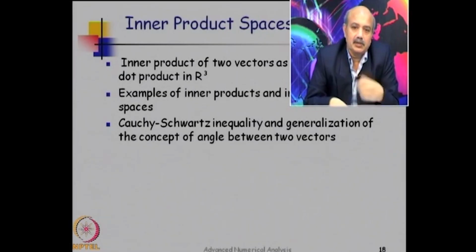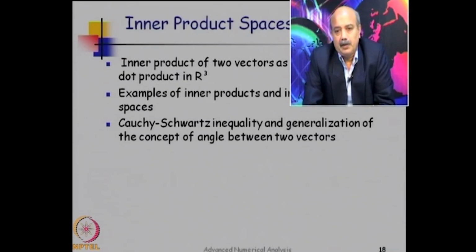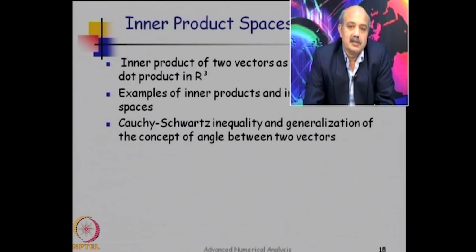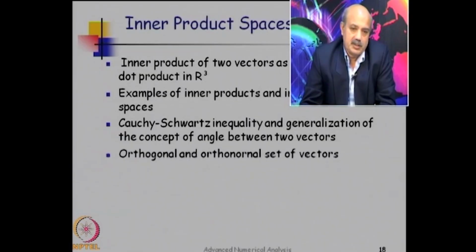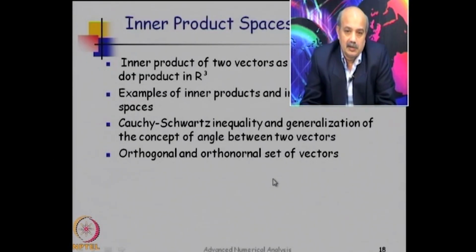So the generalization of the concept of angle between any two vectors is achieved through the inner product, and the Cauchy-Schwarz inequality is a fundamental inequality which is nothing but a generalization of the fact that cos theta is the dot product of two vectors through unit vectors in 3 dimensions. We are going to study this Cauchy-Schwarz inequality, then we will look at a variety of orthogonal or orthonormal sets that are very often used in numerical analysis. For example, Legendre polynomials or Laguerre polynomials.